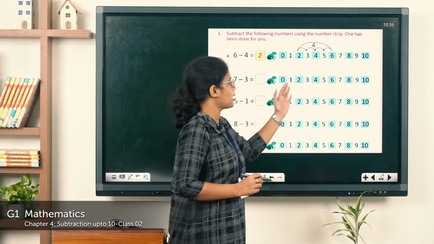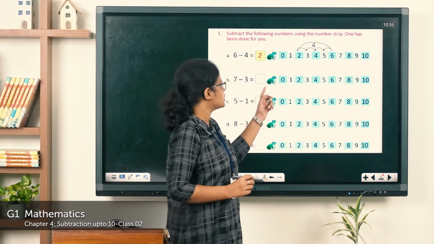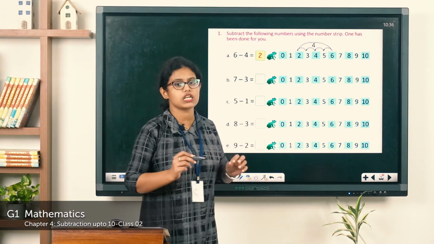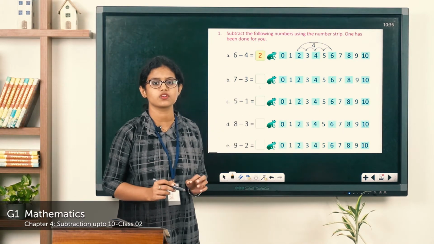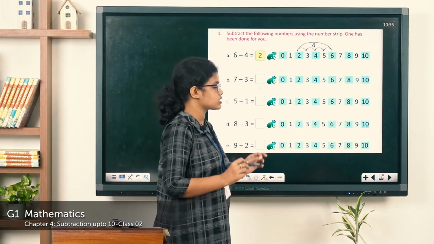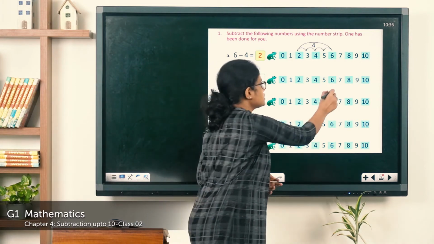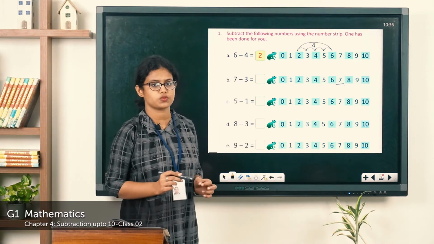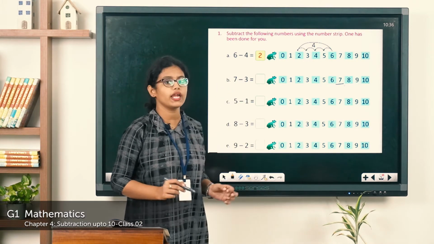So you can see the number line, numbers from 0 to 10. So you can take your pencil. So which is the first number given? The first number given is 7. So see where the 7 is. 7 is here. So from 7, which number do you need to subtract? You need to take away 3.